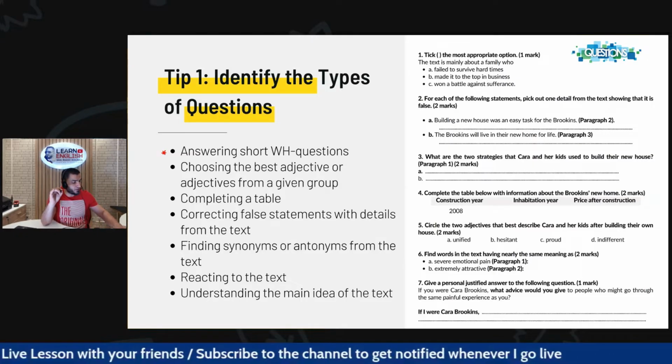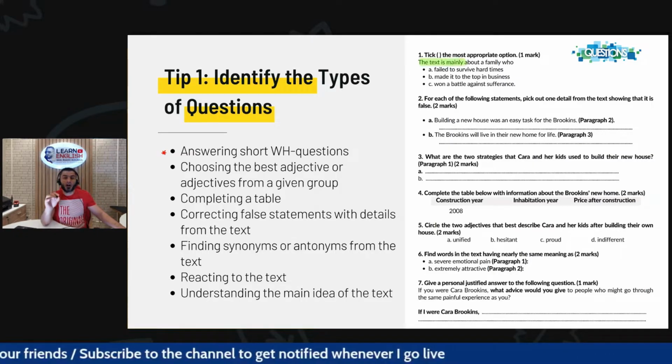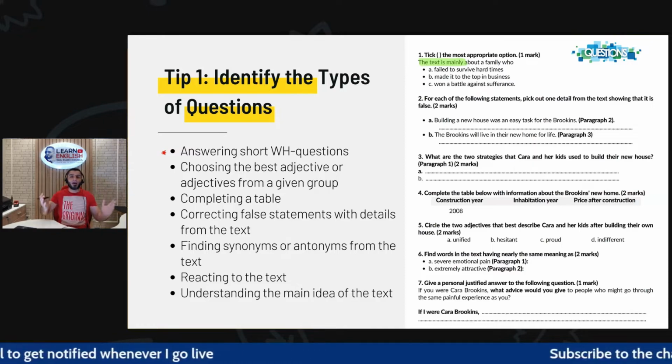Tick the most appropriate option. The text is mainly about.